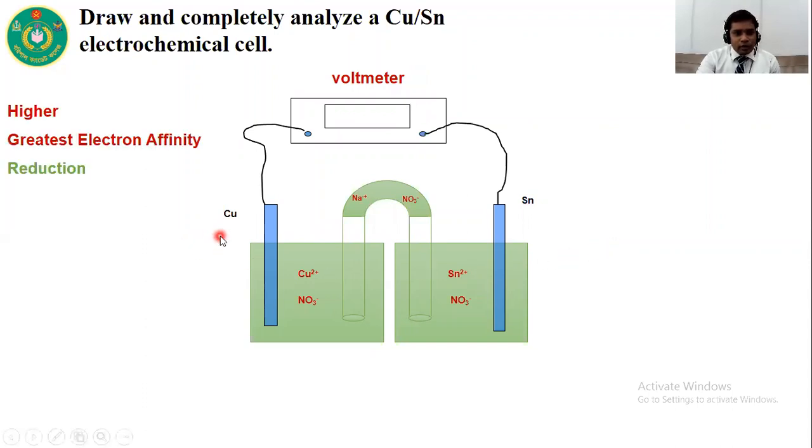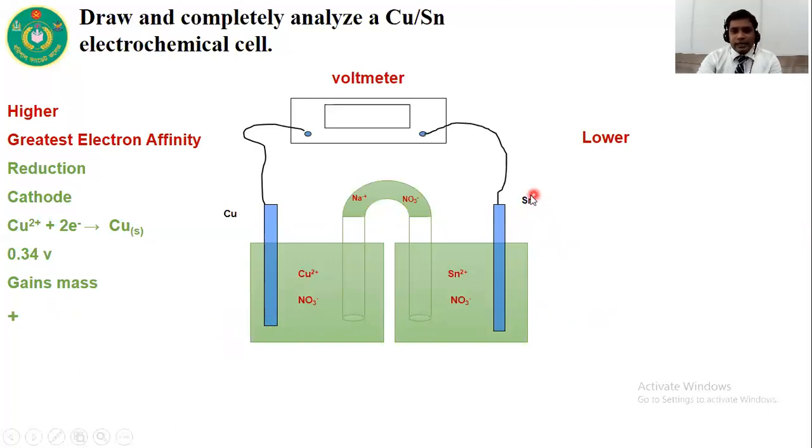So in the case of copper, it has the greatest electron affinity. That's why it can accept electrons. So copper 2+ accepts electrons and forms metallic copper. When it accepts electrons, 0.34 volt is needed. So when it accepts electrons and forms metallic copper, that means its mass increases.